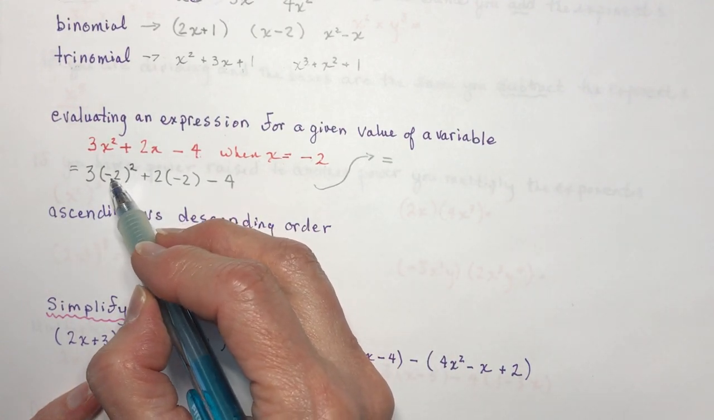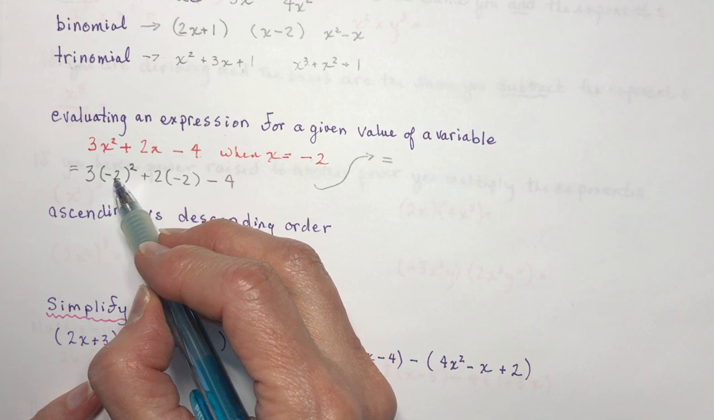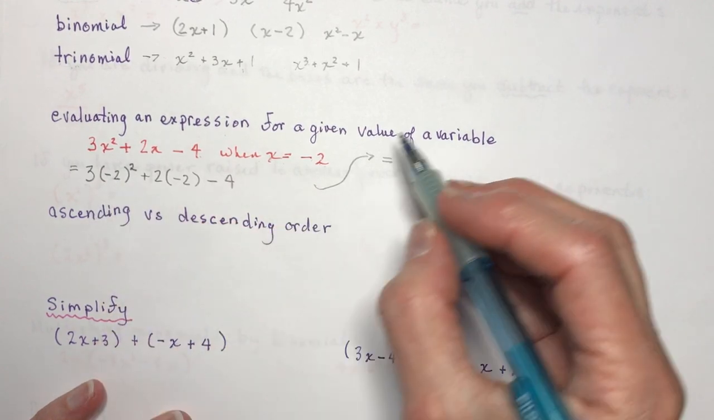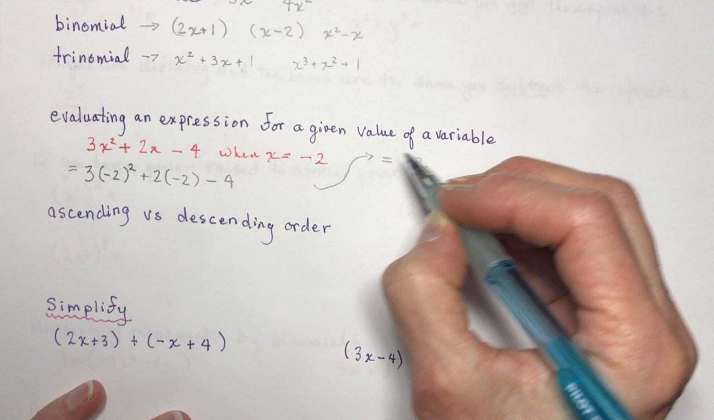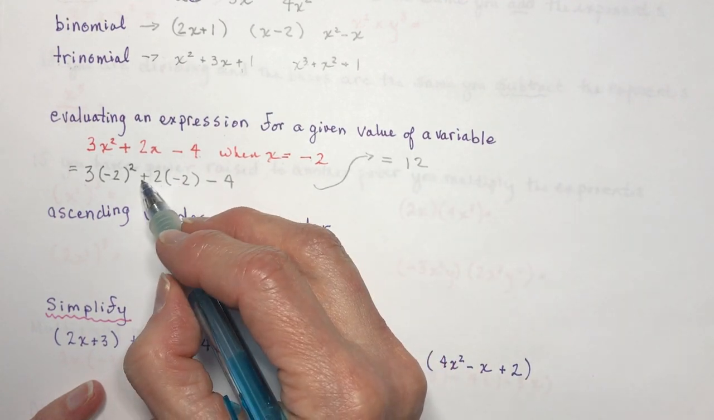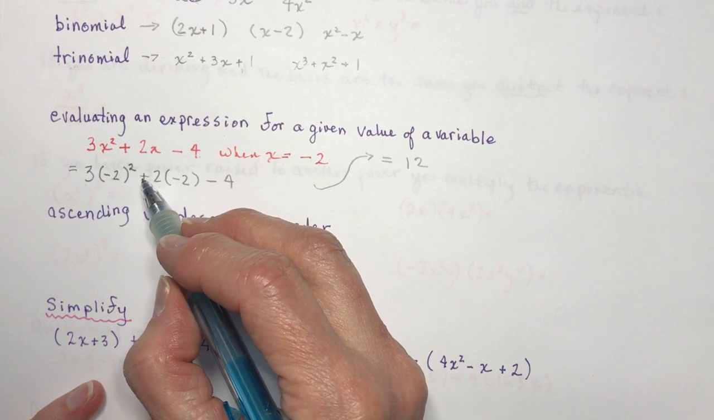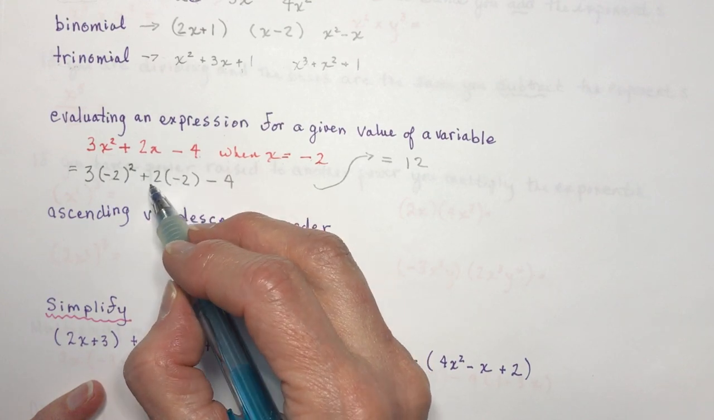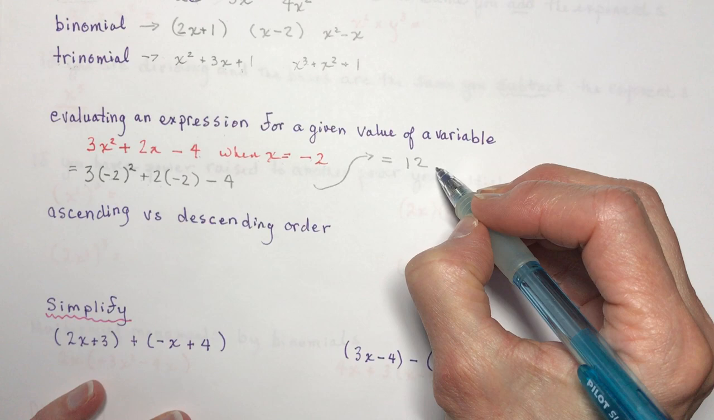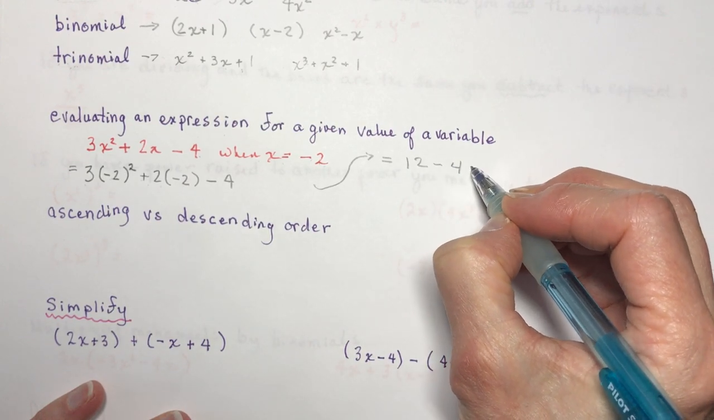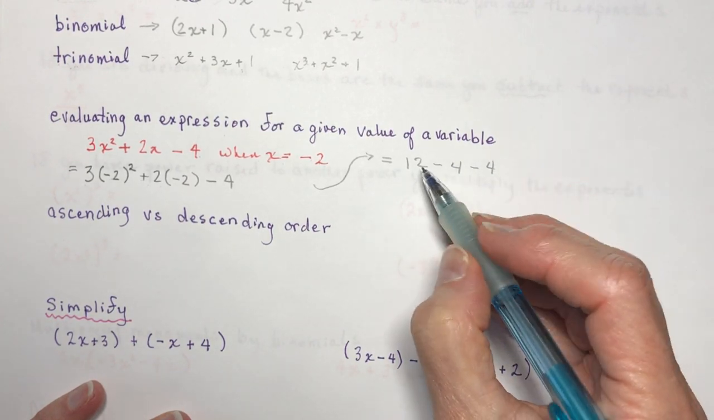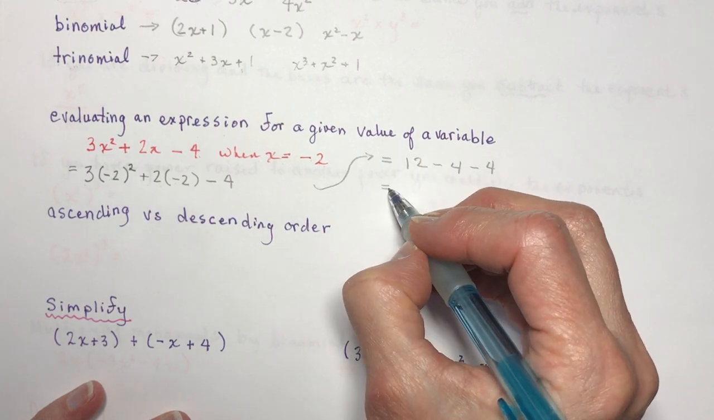So negative times a negative is a positive, and 2 times 2 is 4, times 3 is 12. And 2 times negative 2, so this is +2 times a -2. If this had been a negative, you would have to be -2 times -2. But this answer is going to give me -4, so 12 minus 4, minus 4. So that's 12 minus 8, and that's going to give me 4.